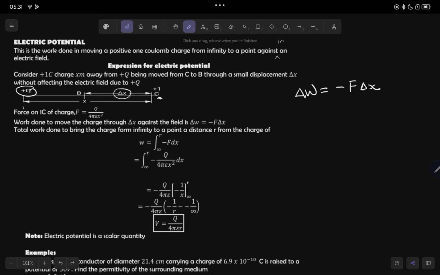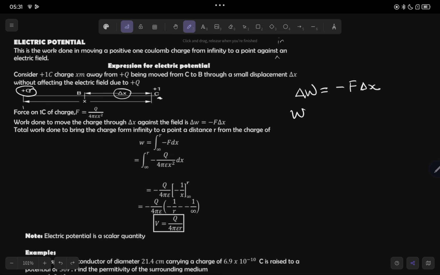So we have to move through those small distances delta x, and as you move cumulatively from C to B, you make a summation of work. Some significant work is done. So we are going to sum up the small work done, and in summing up, we use integration.